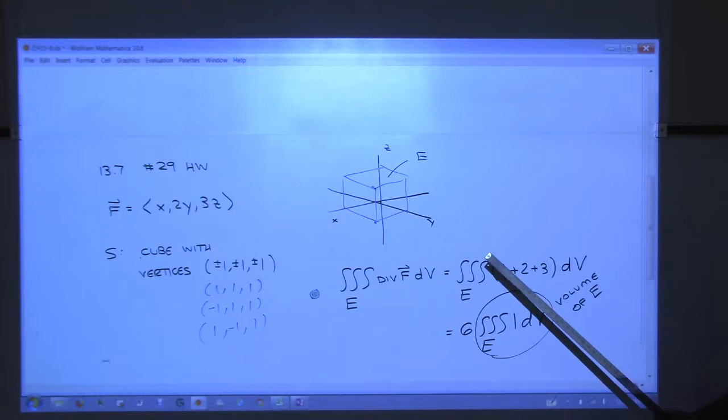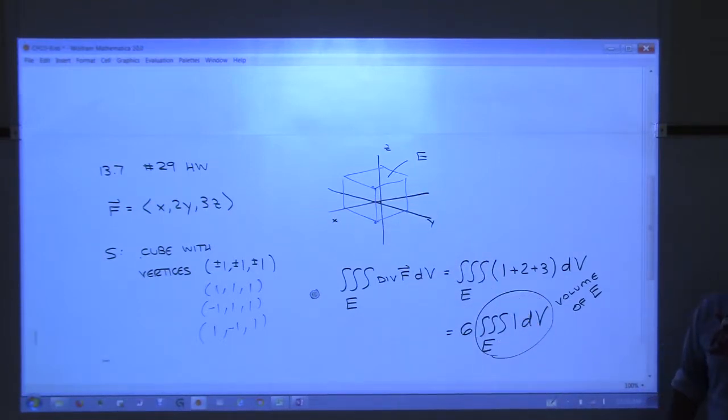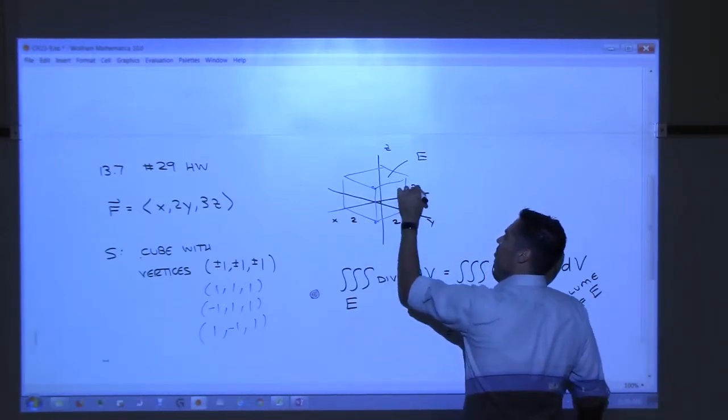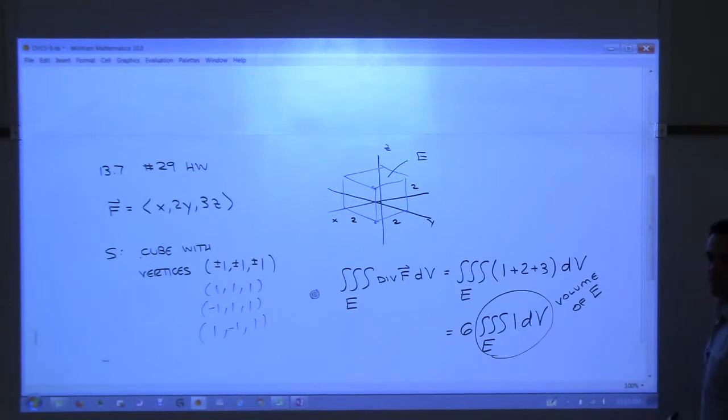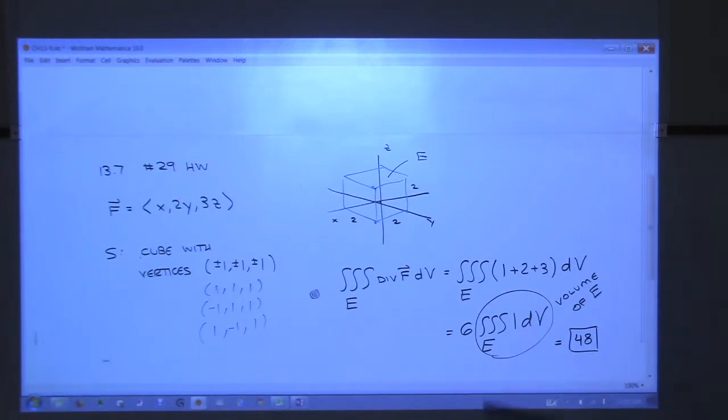So let's figure out the volume of this. And just be a little careful here, because it's not 1, 1, 1. Like the sides aren't 1. They're actually 2, aren't they? So each side is 2, 2, and 2. So the volume of that is just 8. So you get 8 times 6 is 48. And that's what you would have gotten if you did your homework, 13.7, number 29.